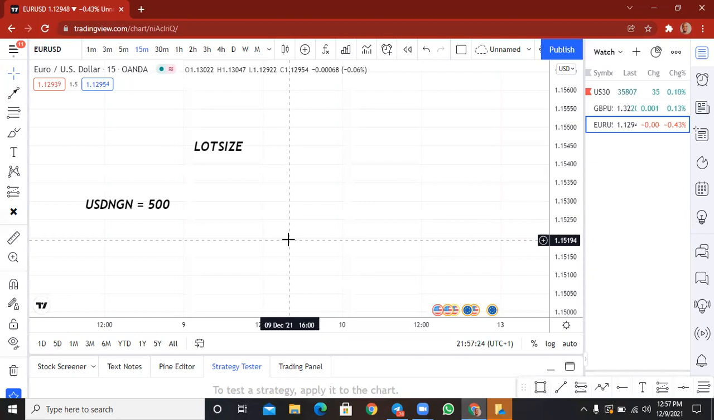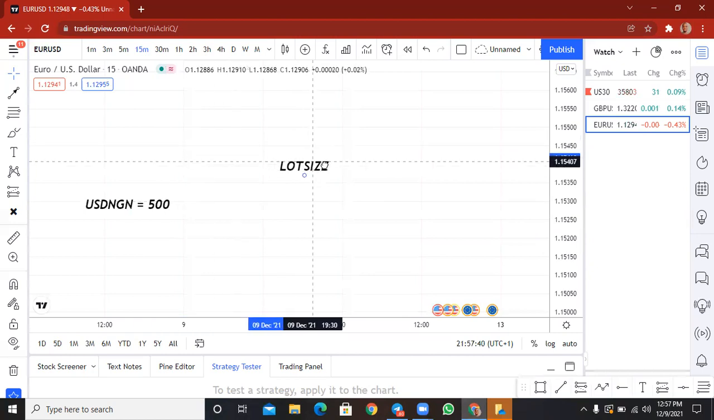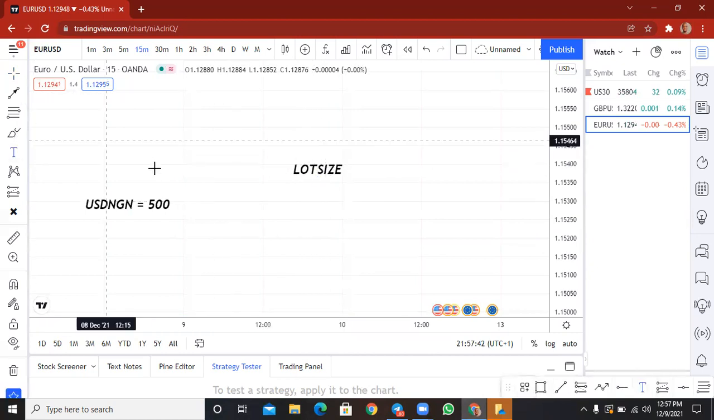So if you're losing big when you go with a high quantity, and if you're winning big when you go with a high quantity. Now this is the same thing as lot sizing in Forex. There are 3 categories of lot sizes in Forex, and here we have the 3 of them. I'm going to write them here.